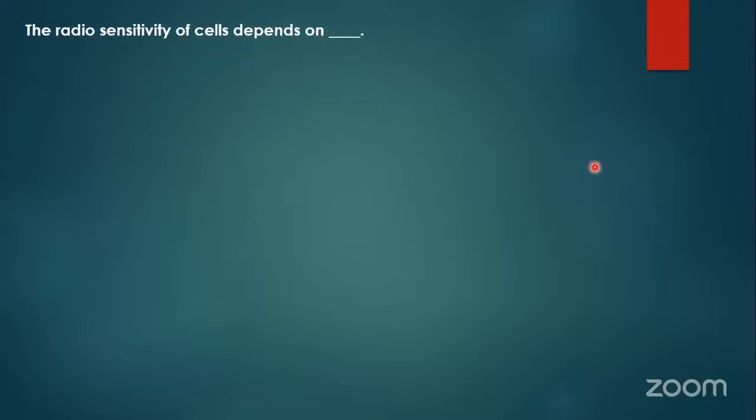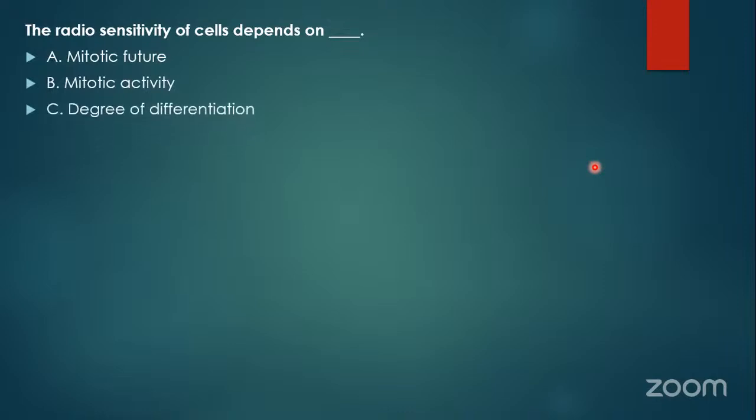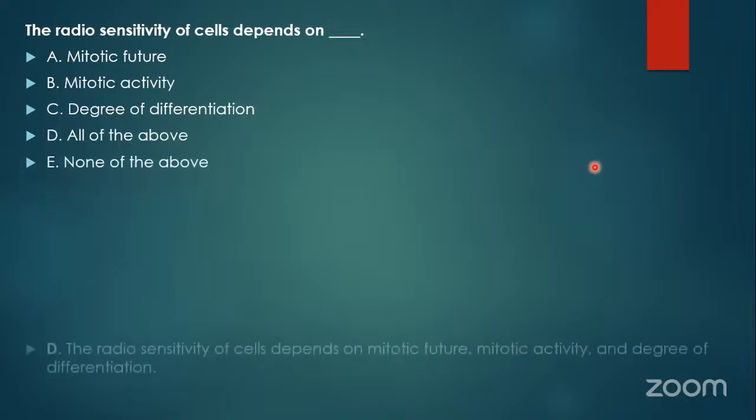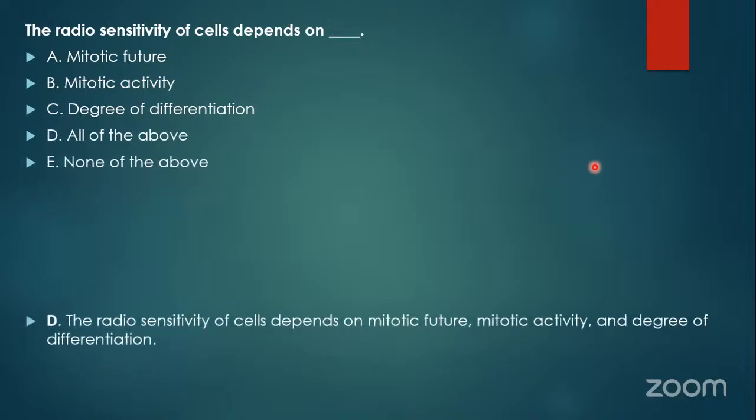The radio sensitivity of cells depends on, they have given options: mitotic future, mitotic activity, degree of differentiation, all of the above. Whenever all of the above is given, please don't blindly go for it. Sometimes there can be a catch in the question. But in this particular question, obviously radio sensitivity is going to depend on the mitotic future, the mitotic activity, and the degree of differentiation. So the answer is all of the above.